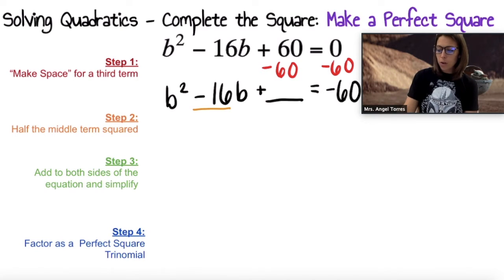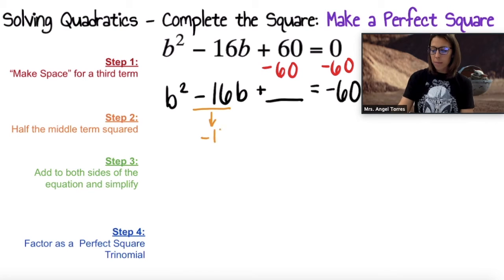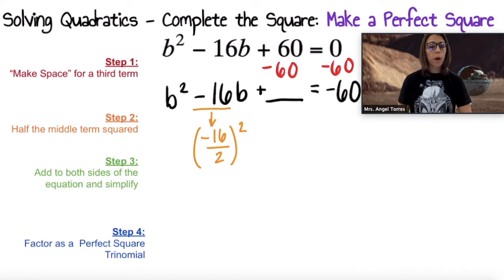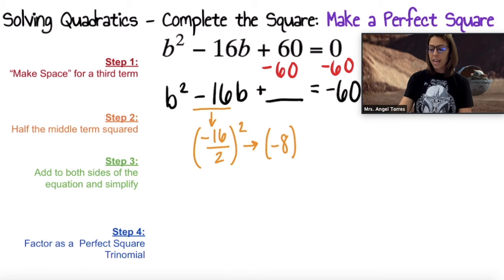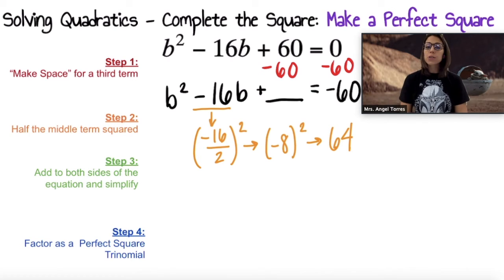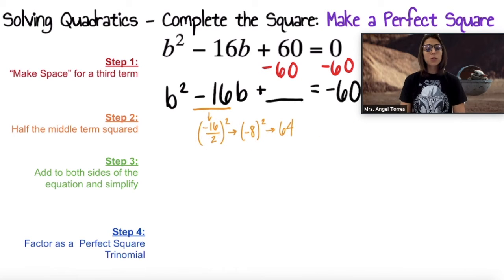You're going to grab the coefficient of the second term, negative 16. You're going to divide it by 2, and then square it. So negative 16 divided by 2 is negative 8, and negative 8 squared is 64. So 64 is the magic number that will help us complete this square. That brings us to step 3.